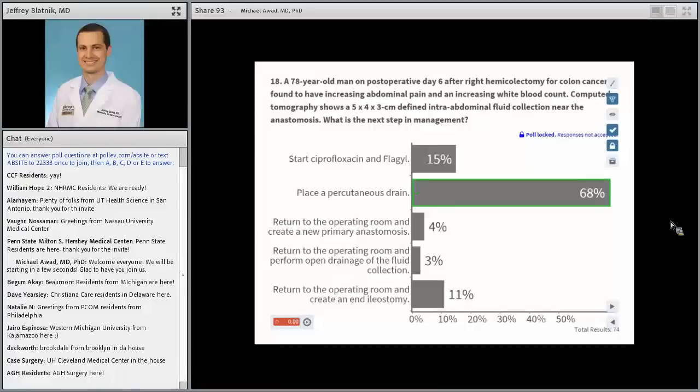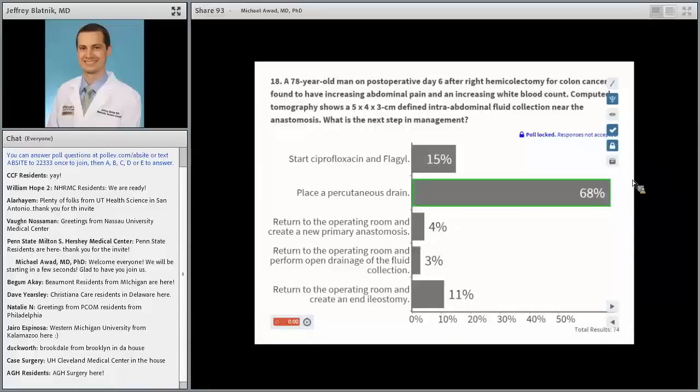So correct. The first line therapy here would be placement of a percutaneous drain. He has an isolated, defined fluid collection. It is near the anastomosis, which makes you worried for a leak, but this is something that you want to place a percutaneous drain for. A return to the operating room would be most appropriate in somebody who is either overall unstable or has more diffuse infection throughout their abdomen. Then that would be an indication for a return to the operating room.